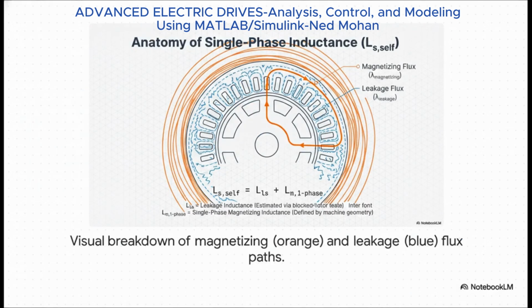And this picture just lays it all out perfectly. The leakage path, that's the blue line, is basically wasted flux. It doesn't do any work for us. But that orange path, the magnetizing flux, that's the good stuff. That's the working flux that actually makes it across the air gap to interact with the rotor.